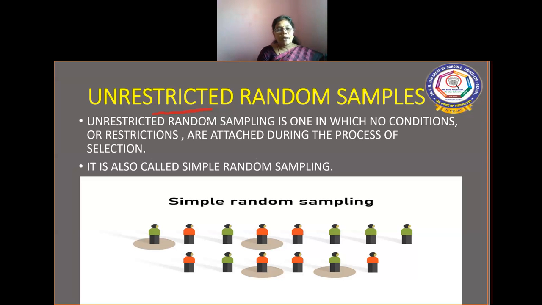And another way is the random number table. So in this random sampling, in which we are giving cards and chits, we are not going to follow any conditions, and we don't have any restrictions to be followed while doing the process. So this unrestricted random sampling is also called simple random sampling.